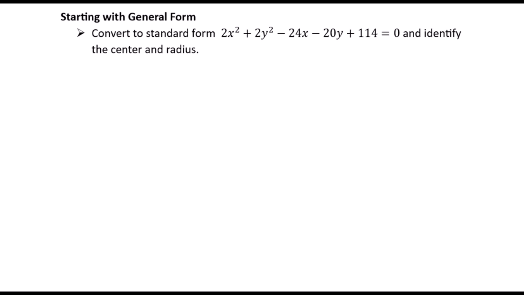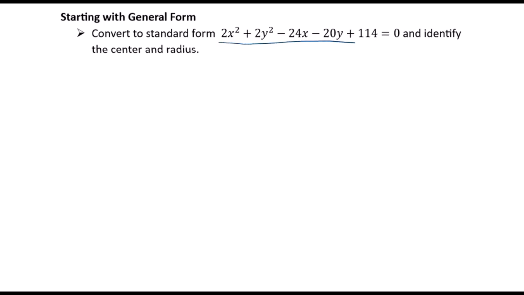Let's try this example where we have started with the general form. We are to convert to standard form this 2x squared plus 2y squared minus 24x minus 20y plus 114 equals 0. Then we'll identify the center and radius. So it looks like they're kind of trying to mask the fact that this is a circle because there are coefficients of 2 in front of both of those, positive 2, but everything is divisible by 2. So it's not really a big deal. We can just divide both sides by 2.